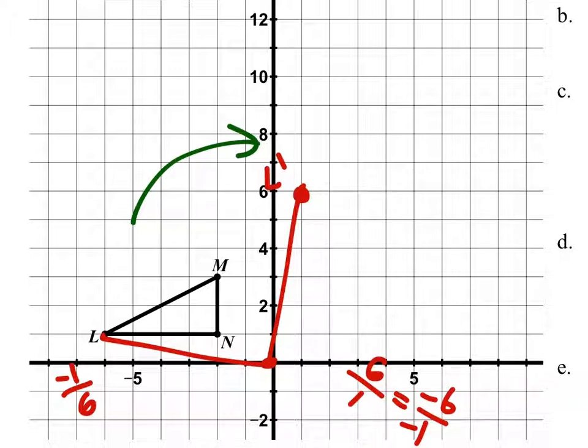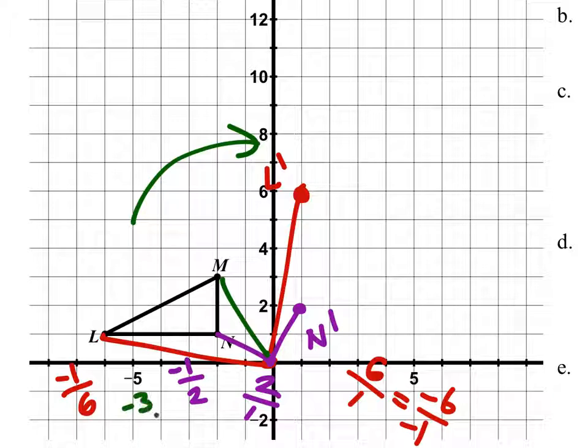And we'll do this with all the points. For example, N. This one has a slope of down 1, to the right 2. So N prime will have a slope of up 2, to the right 1. So up 2 to the right 1 from the center of rotation gives us this point, and that is N prime. Finally, we got M. This has a slope of down 3, to the right 2. So the slope for M prime will be up 2, to the right 3. Up 2, to the right 3 gives us this point right here, M prime.